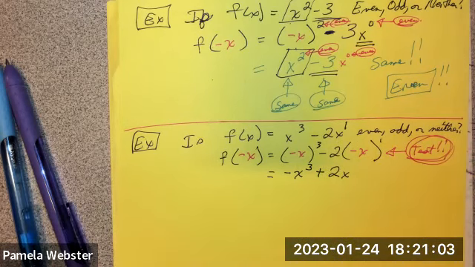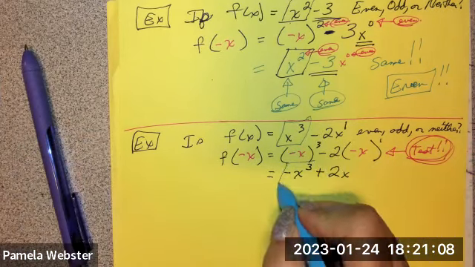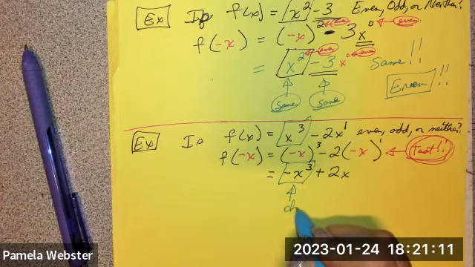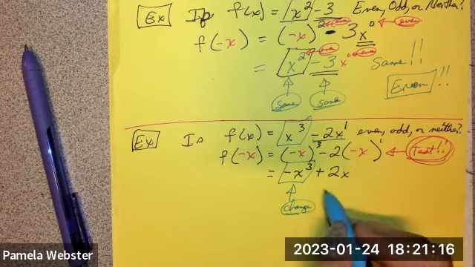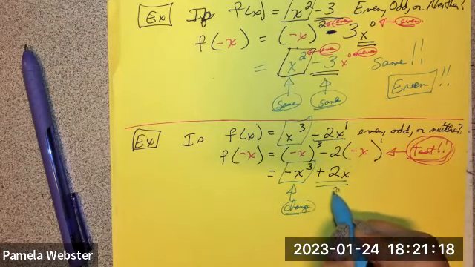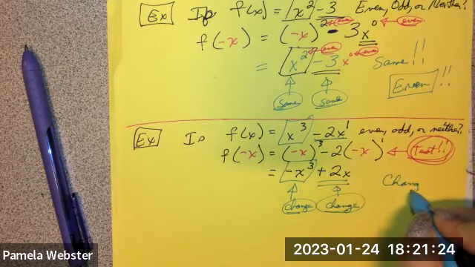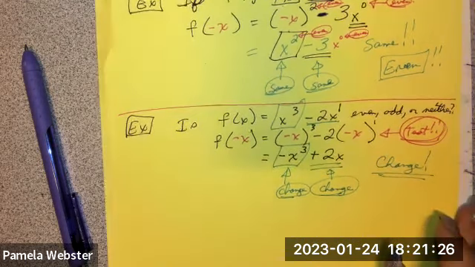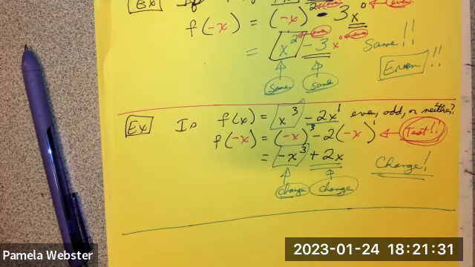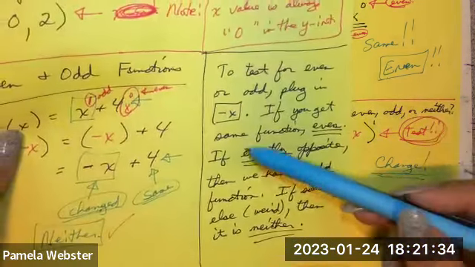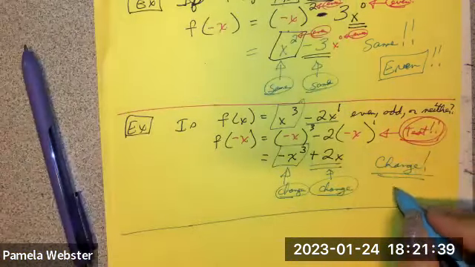Okay. So what happened? This guy originally was a positive. Now he's a negative. That's a change, right? This guy originally was a negative. Now he's a positive. That's also a change. So here I go. Both of my signs changed. The whole entire function is the exact opposite of what it started with. And when I go and look again at my little check, okay, if you get exactly the opposite, then we have an odd function. So this guy is odd.